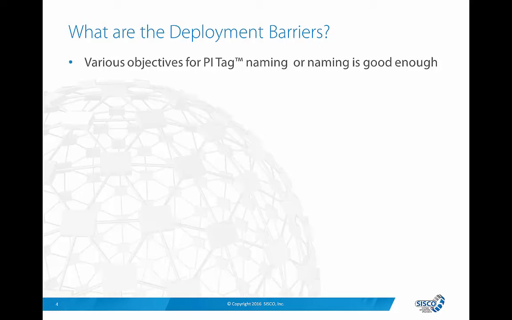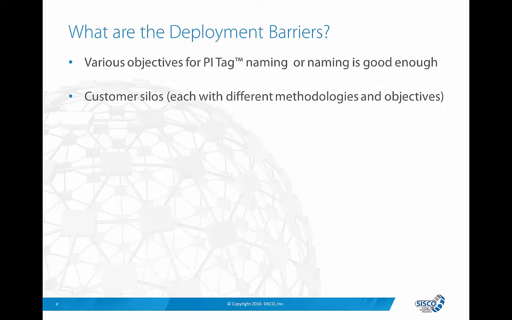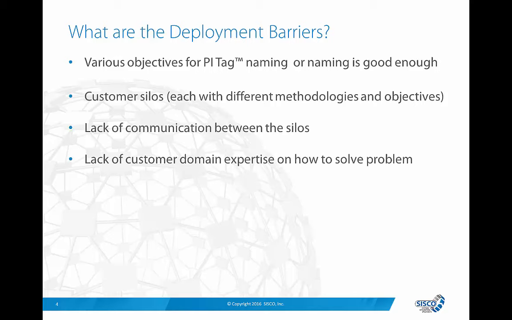Many companies believe that Pi tag naming conventions is good enough, or the company has various objectives for Pi tag names. There are customer silos, each with different methodologies and objectives. There's lack of communication between those silos. Lack of expertise on how to solve the silo problem or how to develop the context for Pi AF. There are perceived challenges with maintaining AF.